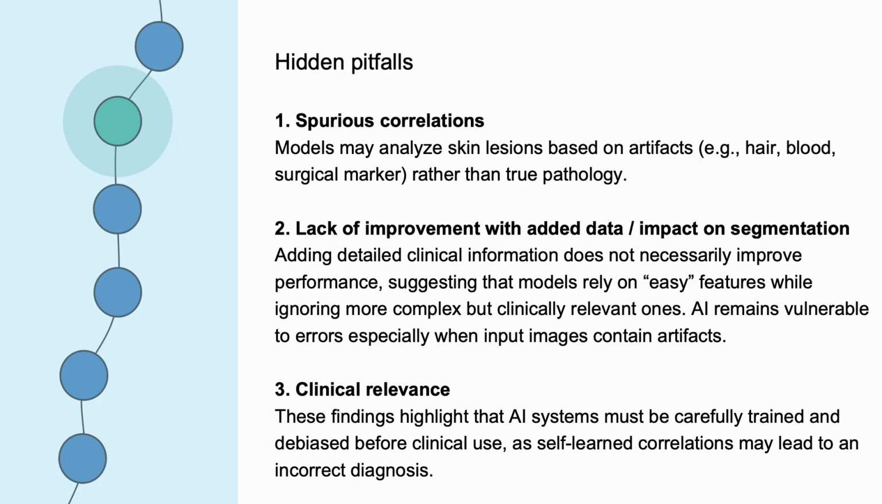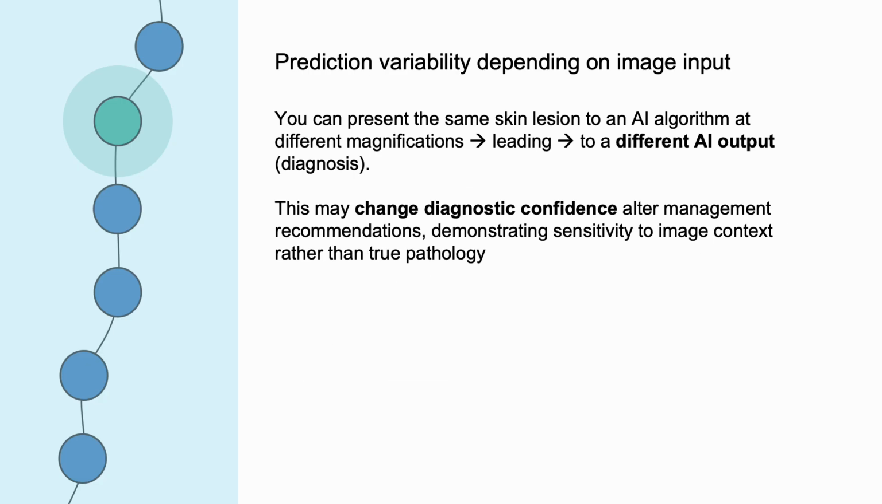There are hidden pitfalls using AI. AI predictions can be highly sensitive to image scale. Even when the lesion is identical, changing the magnification may produce completely different diagnosis. This indicates the model may rely on non-clinical features rather than purely on clinically relevant information. Prediction variability depends on image input. This can all lead to a change in diagnostic confidence.